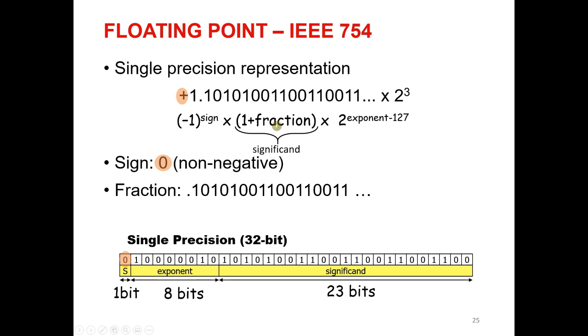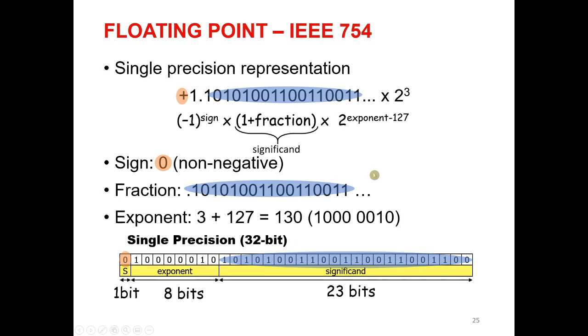The fraction, remember that we are going to ignore the leading one. We are only going to represent everything after the point, because we assume that this leading one is implicit. So then we will put these bits from the fraction here, and in this case we have only 23 bits because we are in single precision. If we were in double precision, we would have 52 bits, and we would be adding more bits.